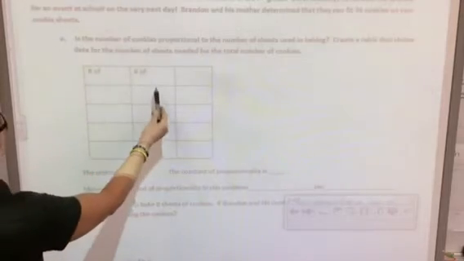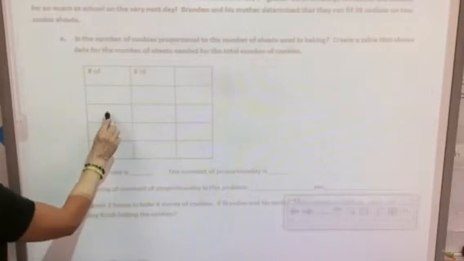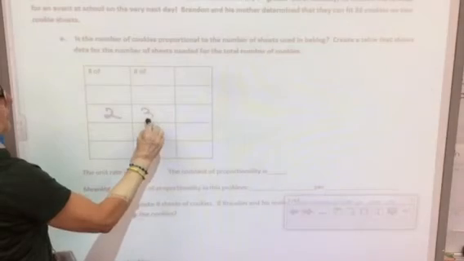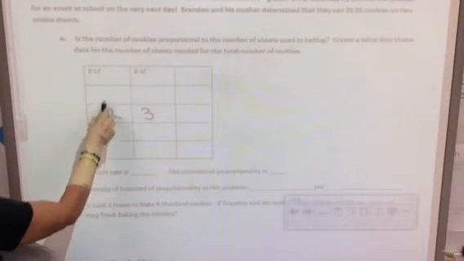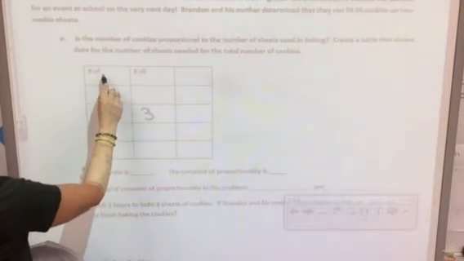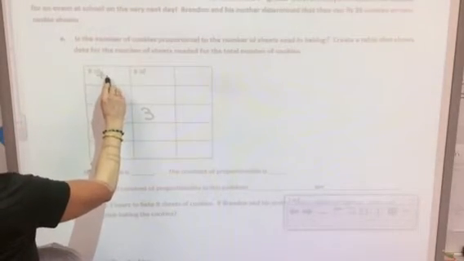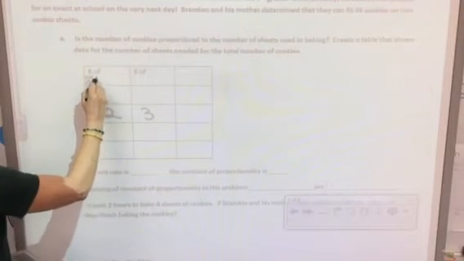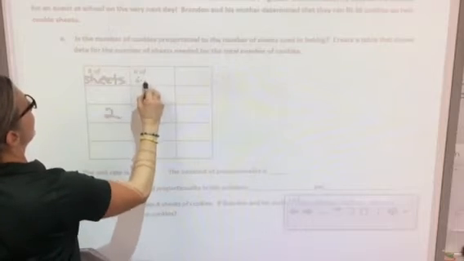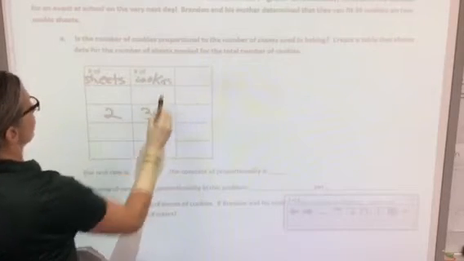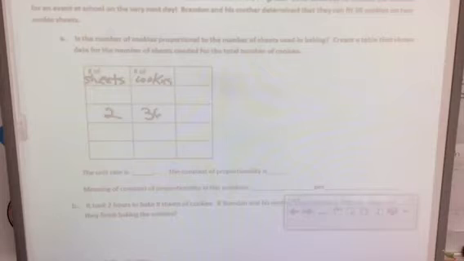Okay, so instead of starting out with 2 and 36 here, I'm going to put 2 here. I guess we're going to do it this way. So 2 sheets, cookie sheets, is what I'm going to put there, and the number of cookies is going to be 36.